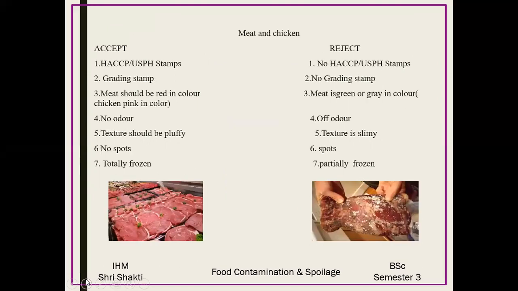Meat and chicken: always check for the HACCP USPH stamp and the grading stamp. The meat should be red in color, with no odor, no spots, and a firm texture, totally frozen. Accept. In case you find no HACCP or USPH stamp, no grading stamp, the meat is green or grain colored, off odor, slimy texture, spots, or partially frozen, in that case it is rejected.